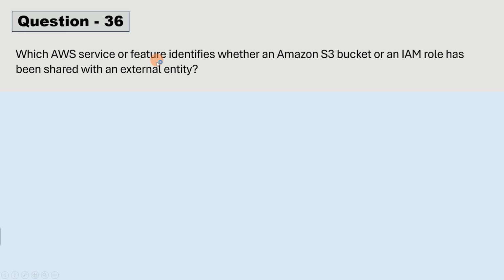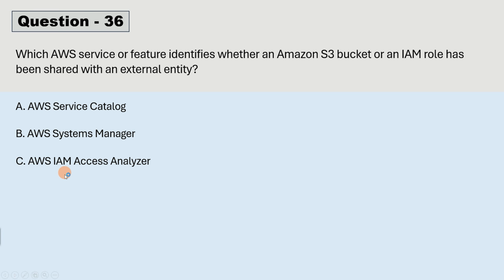Which AWS service or feature identifies whether an Amazon S3 bucket or an IAM role has been shared with an external entity? Here are the options: Option A, AWS Service Catalog. Option B, AWS Systems Manager. Option C, AWS IAM Access Analyzer. Option D, AWS Organizations. These are the options. Try to guess the answer.